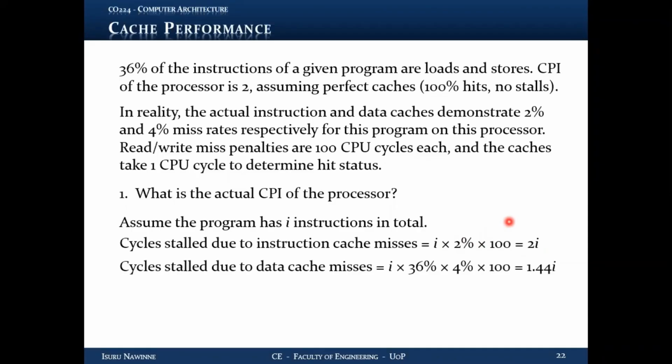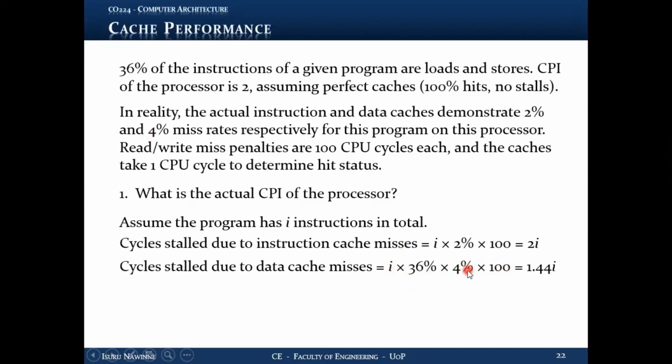Similarly, because of data cache misses, the number of stalls your CPU will take is, you take the total number of instructions, that is I. 36% of those instructions are going to be loads and stores, right? 36% are memory related instructions, loading from the data memory or storing into the data memory. Out of that 36%, 4% are going to be misses in the data cache. That is the miss rate for the data cache. And for each of those data cache misses, you have to stall the CPU for 100 clock cycles, right?